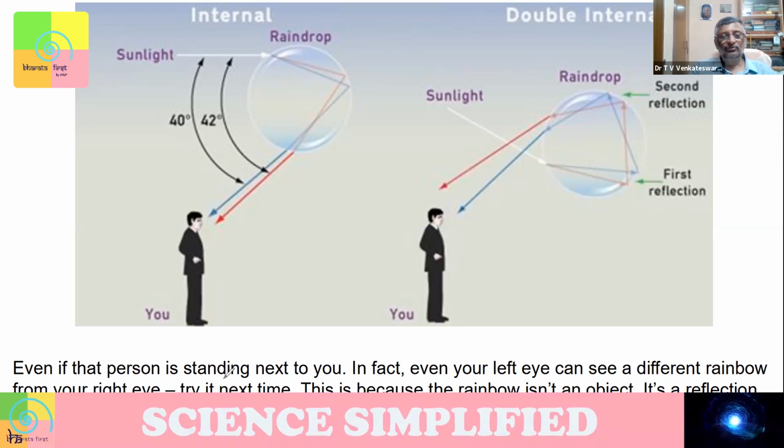When you see a rainbow next time, close one eye and look through your right eye, then close the right eye and look through your left eye. You will see the difference. There will be a slight difference. When you open both, our brain combines both of them and creates a composite image. That's something that you have to understand.